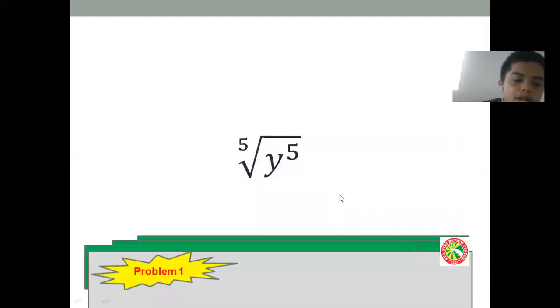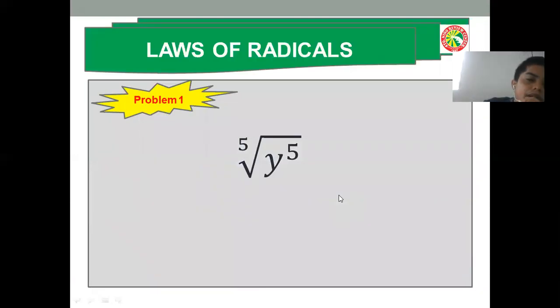So for example, the fifth root of y to the 5th. You have noticed that the exponent of the base, which is 5, and the root are the same, so it will cancel out, and it will remain the base y. Therefore, the answer is y.